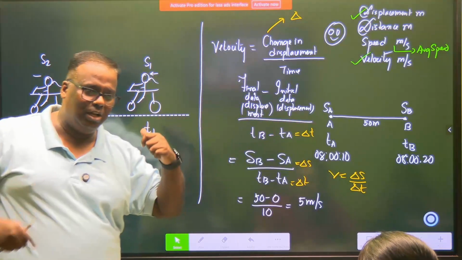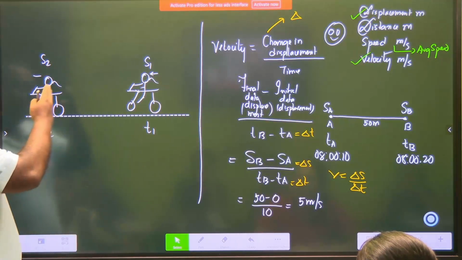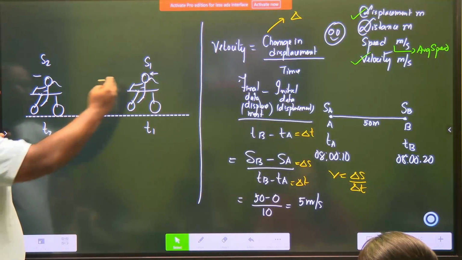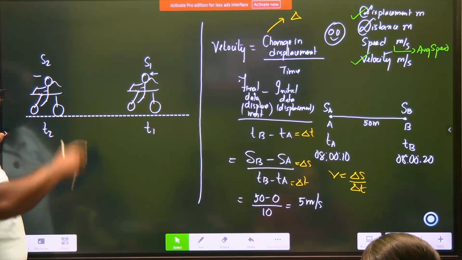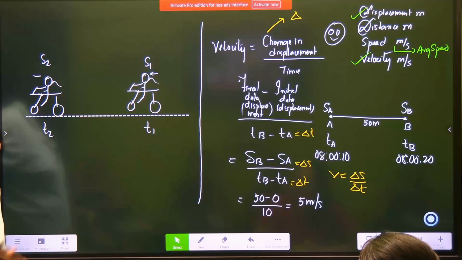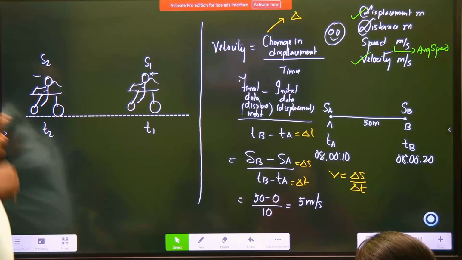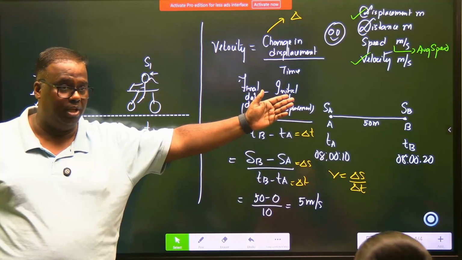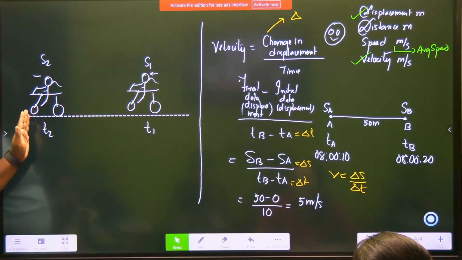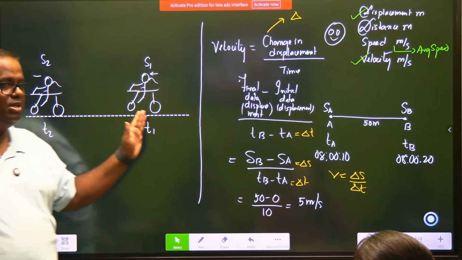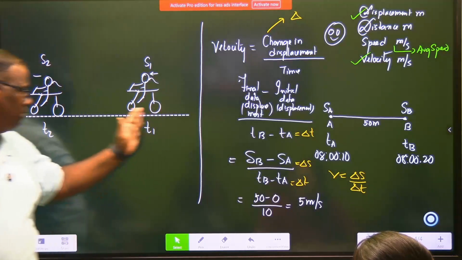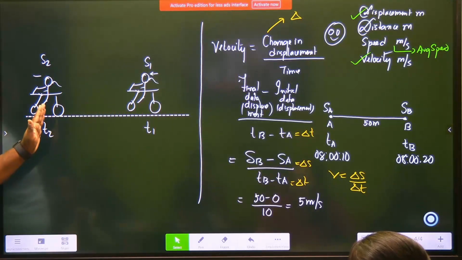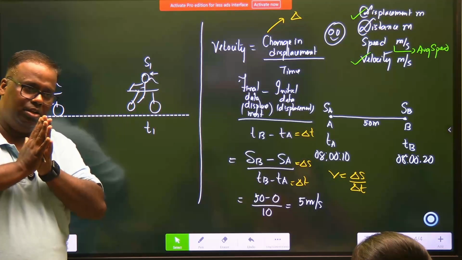So how will we calculate her final displacement? S2 is 300, S1 is, say, 200. So what is the displacement she has encountered? Final minus initial, 300 minus 200, 100 meters. And she started at a time, say, 0 seconds from there. Time elapsed till now is 120 seconds, and the time here was, say, 60 seconds. So the time elapsed from here to here is another 60 seconds. Is this scenario getting clear or not?